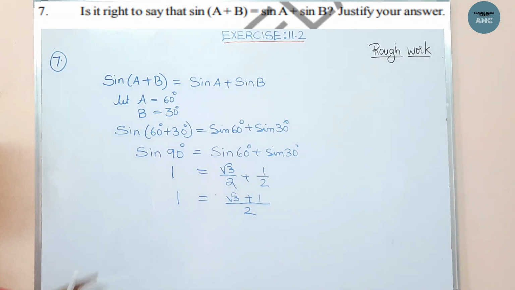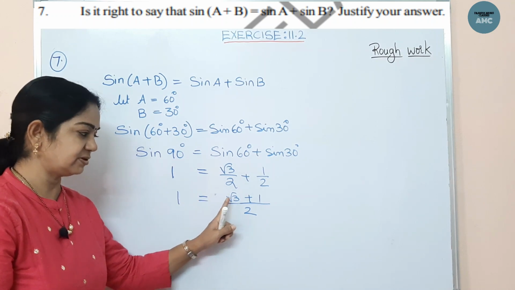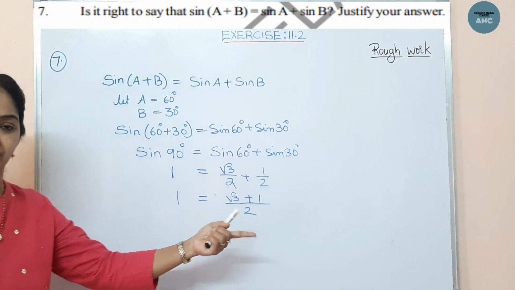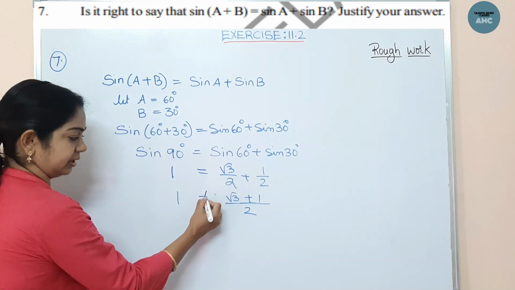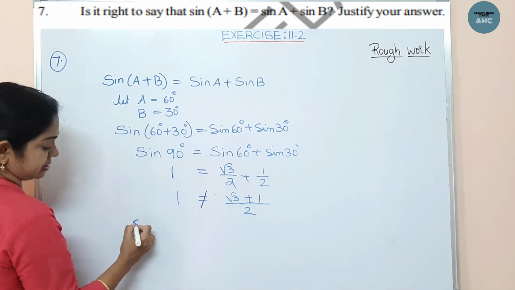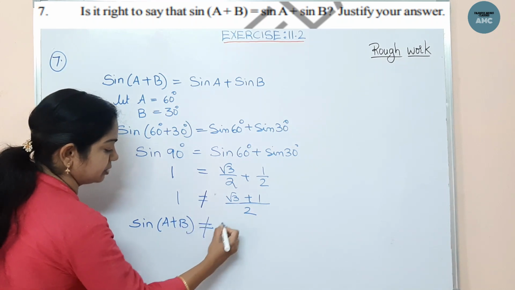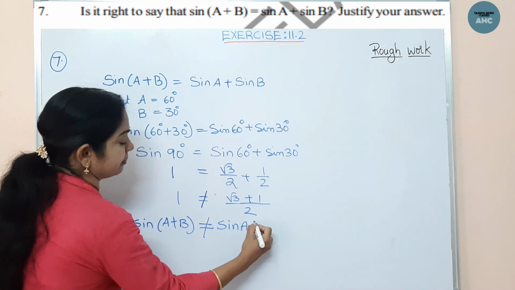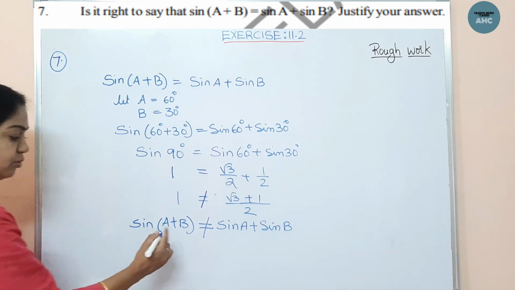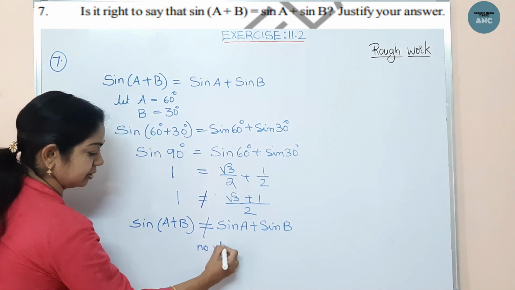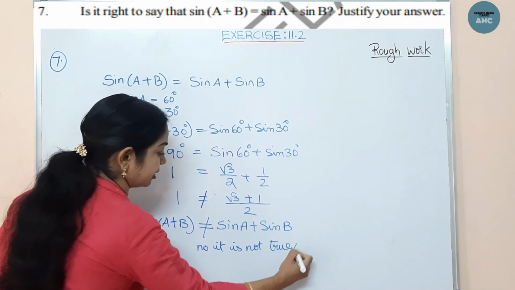So they are not equal. Root 3 value is 1.732, isn't it? 1.732 plus 1 comes to 2.732 divided by 2. Clearly it will not be equal to 1. So they are not equal. So what do we justify? Sine A plus B is not equal to sine A plus sine B. So the question given, is it right to say this? No, it is not true. You can write this.